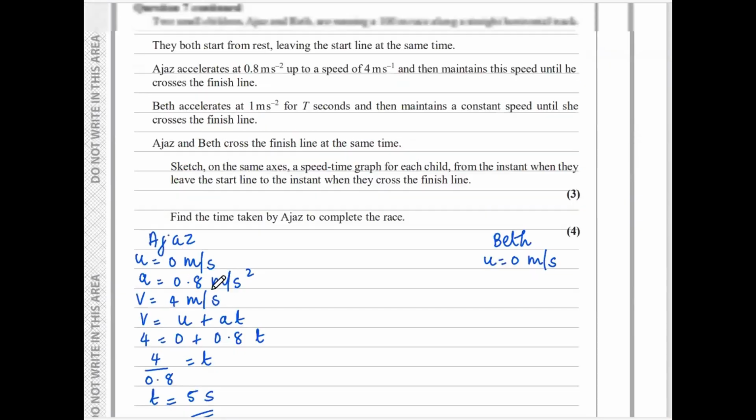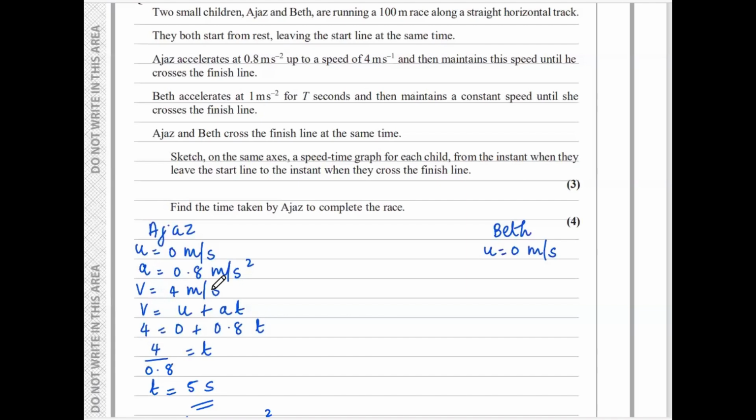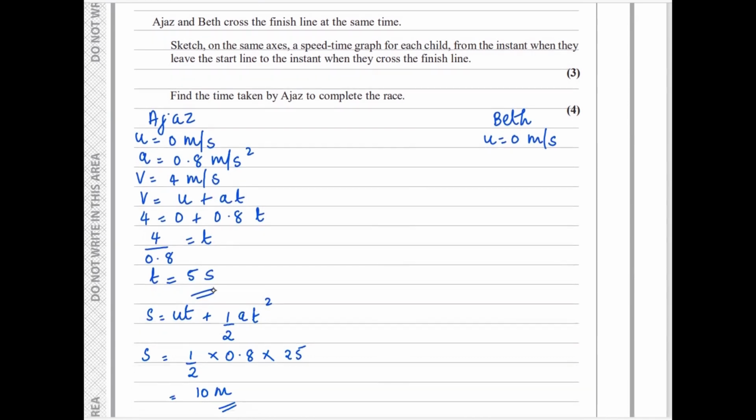Now, we have to sketch on the same axis a speed-time graph for each child. I have considered only Ajas's case here, and we will discuss Beth later. But initially, let's do the speed-time graph for Ajas. I'm just drawing a speed-time graph here. We know that the speed-time graph will always have speed on the y-axis and time on the x-axis.